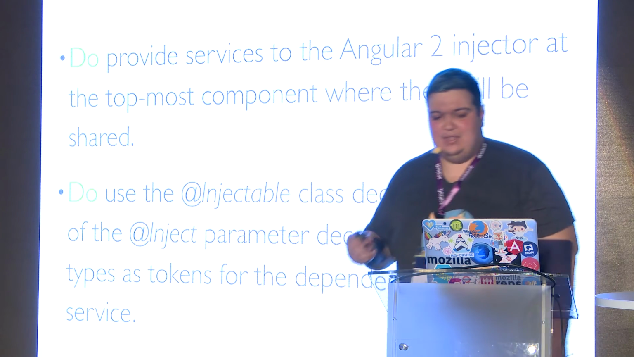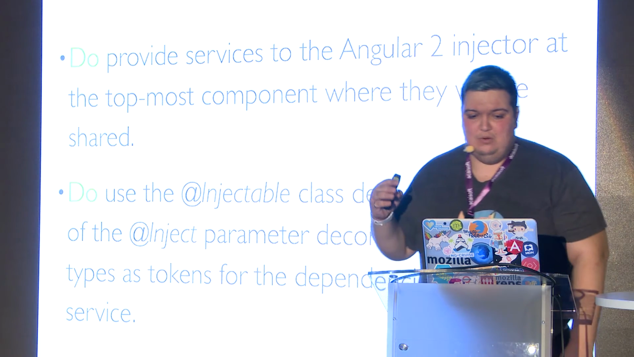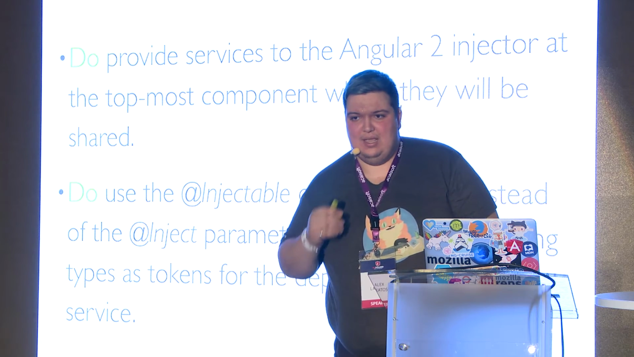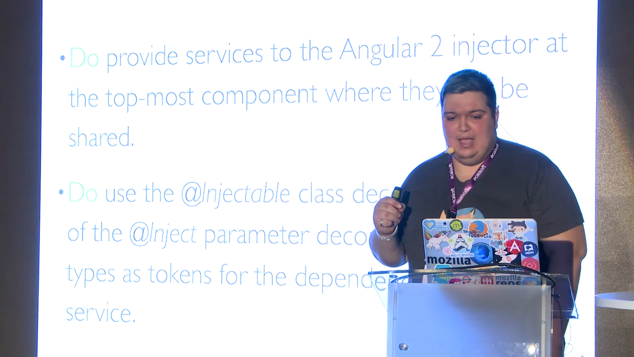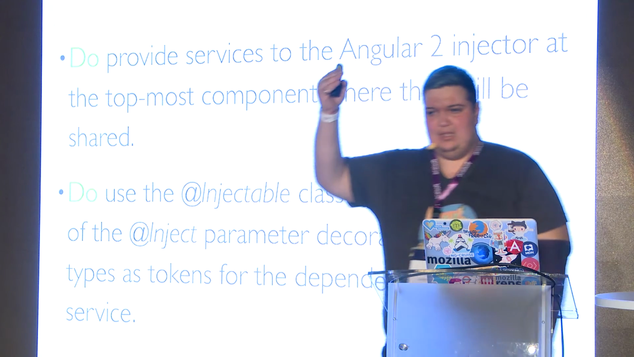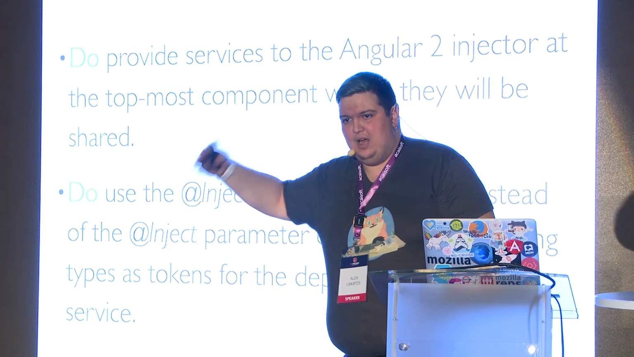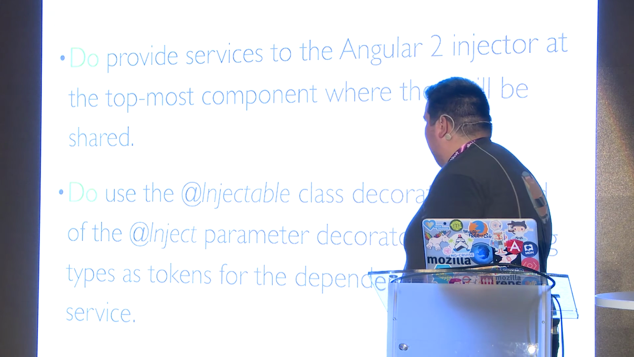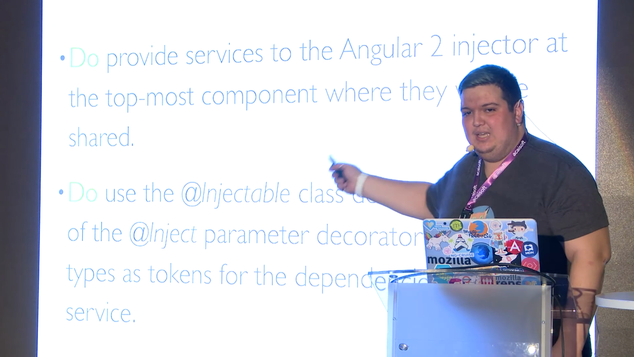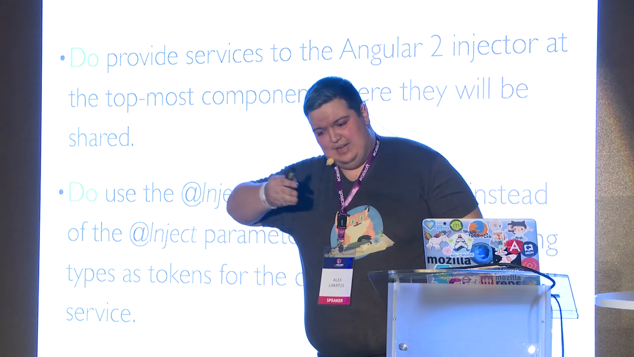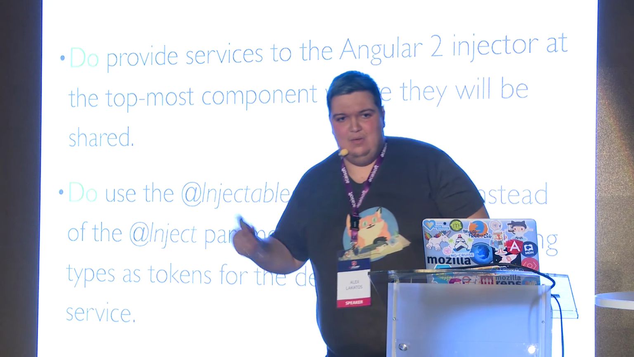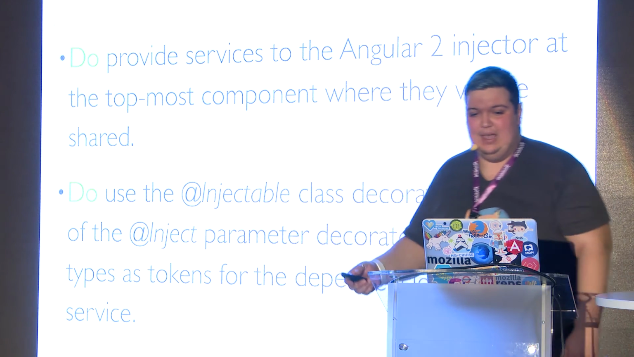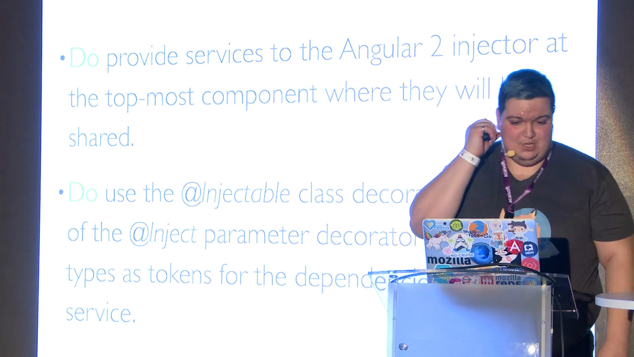We provide services to the Angular 2 injector at the topmost component where they'll be shared. And we do that because the Angular injector is hierarchical. That means that if we do it at a top level, it's going to get shared through all the levels down. The same idea applies if we have big services: the big service is going to get shared all the way down through multiple levels, and that means all the clutter is going to be there. That's why we try to do single responsibility.